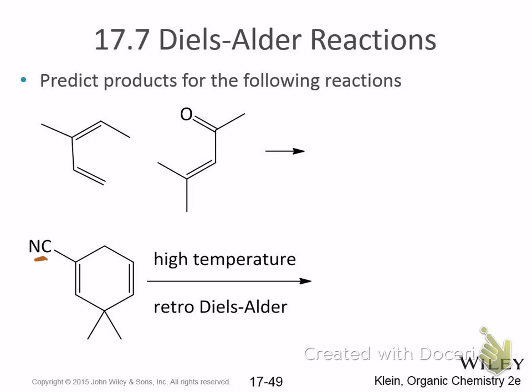The CN group, the nitrile group, is part of which molecule usually? It's the double bond, so it's part of the dienophile, right? Not the diene. It's an electron withdrawing group. It's part of the dienophile usually.